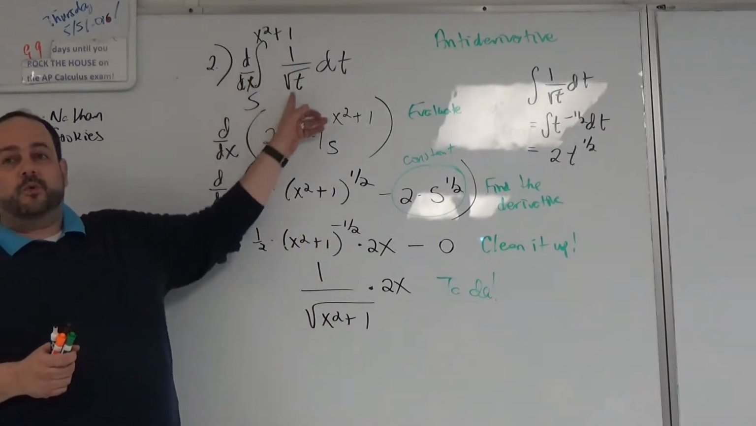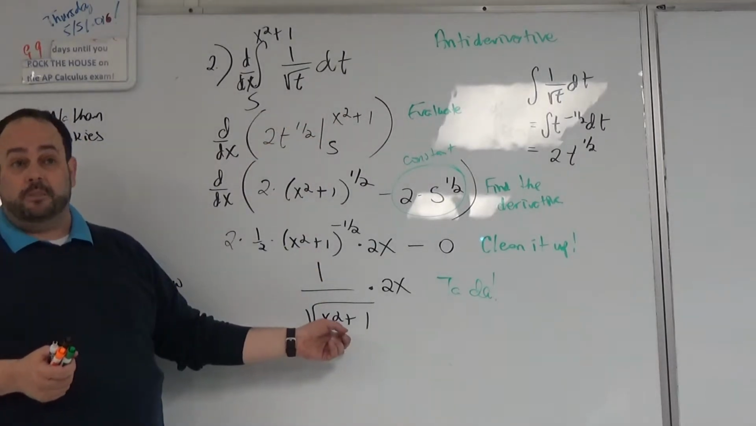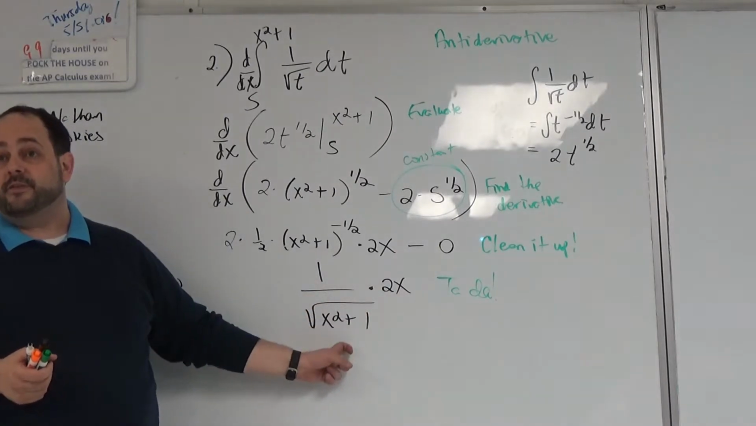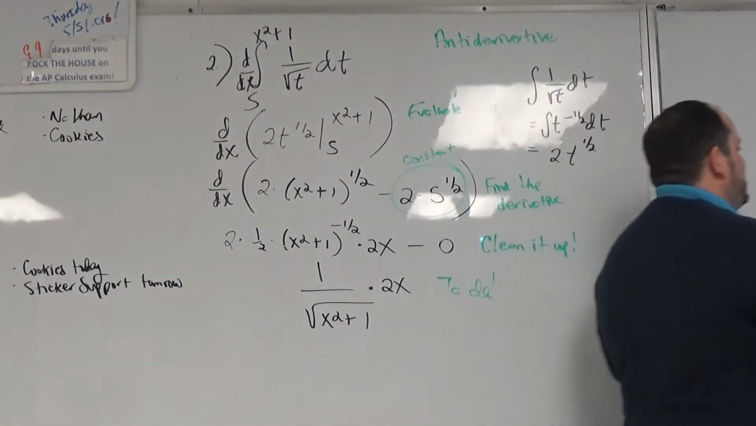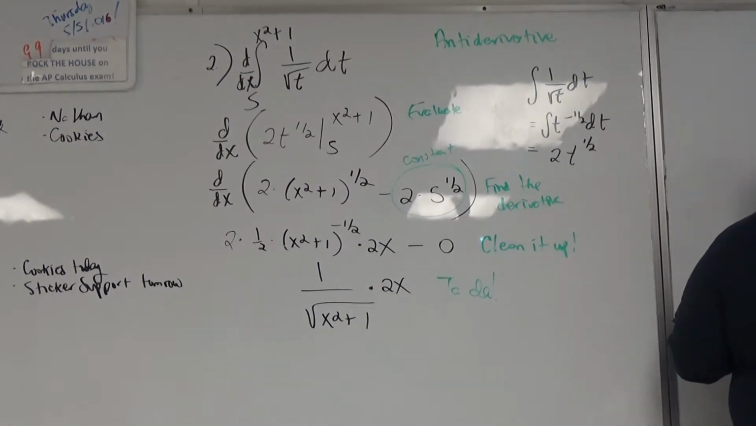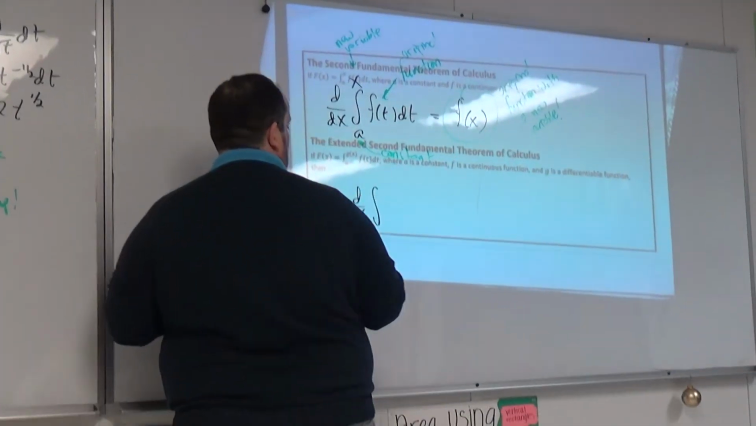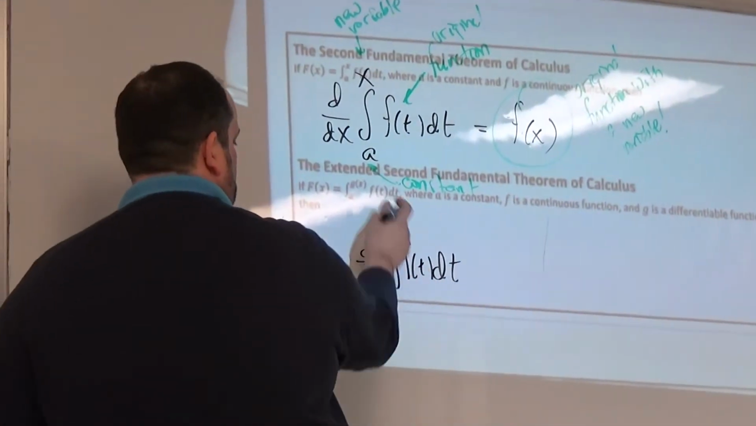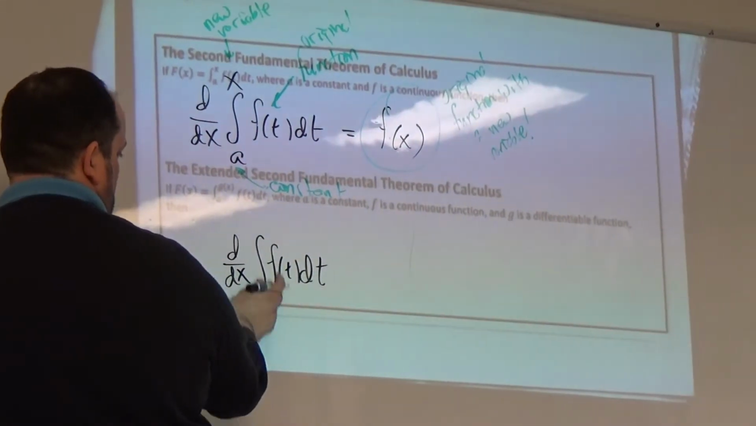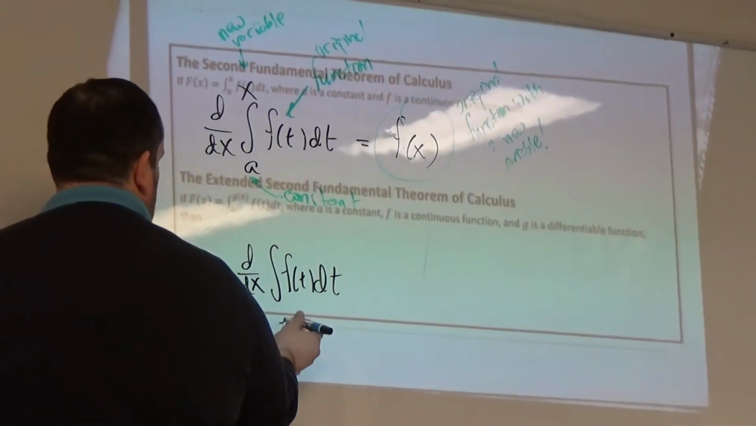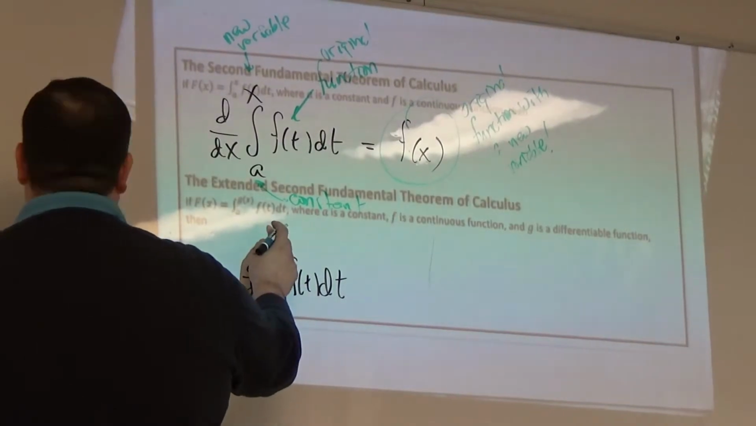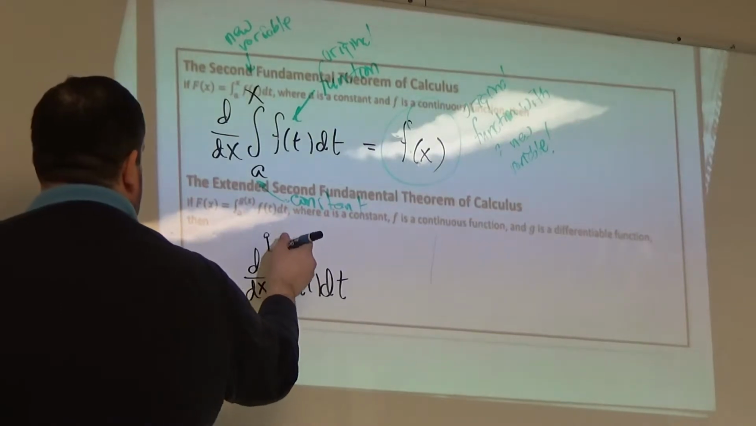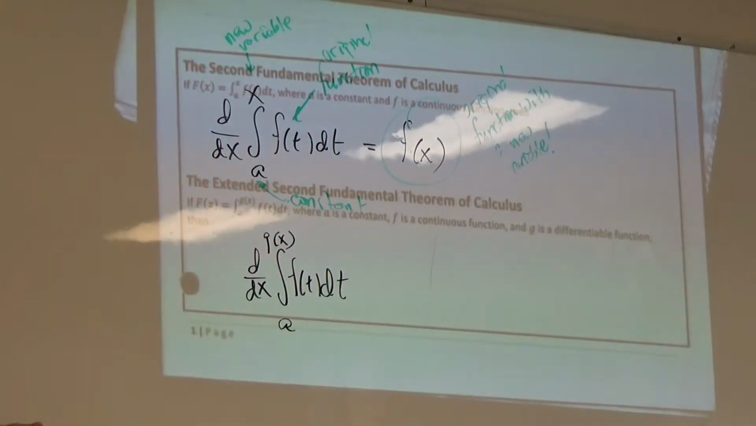This really should be a 5-second conversation. Instead of 1 over the square root of t, 1 over the square root of x squared plus 1. Why is that 2x there? It's the derivative of the baby. So this is called the extended second fundamental theorem of calculus. If you have the derivative of the integral of a function, tell me about these limits. Uh-oh. Constant on the bottom. Not a variable anymore. Not a variable, a function. Just some other function. I'm going to call it g of x.